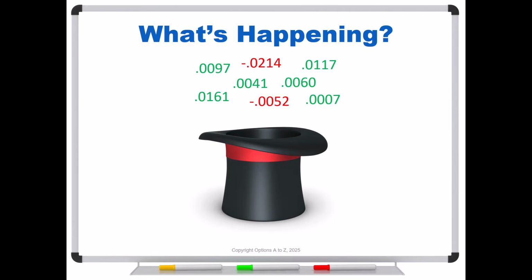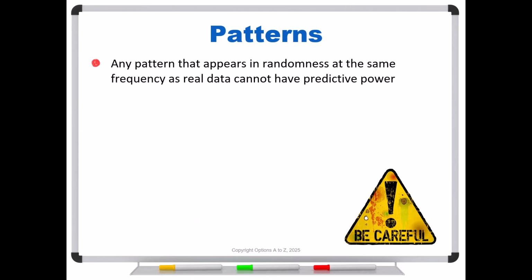Unfortunately, people think that there's something special about the sequence, that there was some economic force driving it. They therefore think that those patterns must be a result of these economic forces, and that's why they're predictive. But just understand about patterns that any pattern that appears in randomness at the same frequency or the same rate as in real data cannot have predictive power.